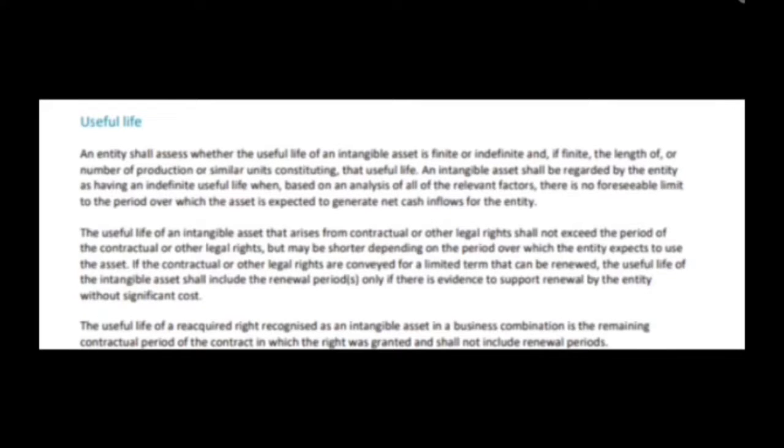Then if the asset is acquired on contractual rights, whatever the term of the contract is, the asset shall have the same life as the contractual life. Third, if the asset is reacquired on a contractual term, whatever the remaining term of the contract is, the asset shall have the same useful life. So these are three paragraphs and these are explained step by step.